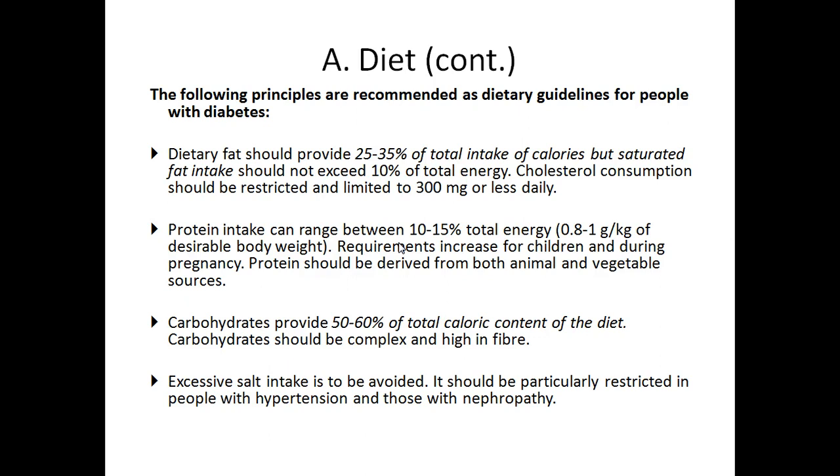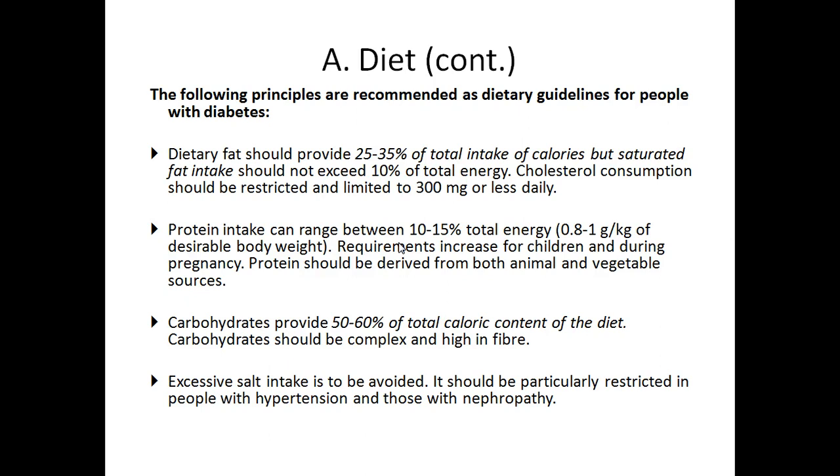So what are these foods? The ones with a high glycemic index are grapes and watermelon, which are highly sugary foods, while those like vegetables have a low glycemic index. You can look up high and low glycemic index foods, and you can easily get these tables or charts from the net. Excessive salt intake is to be avoided.